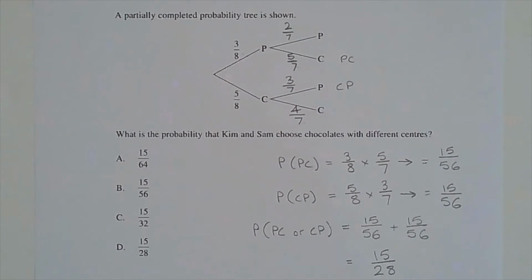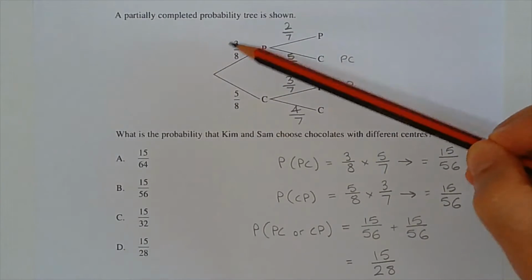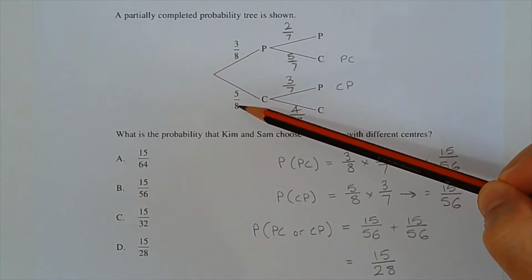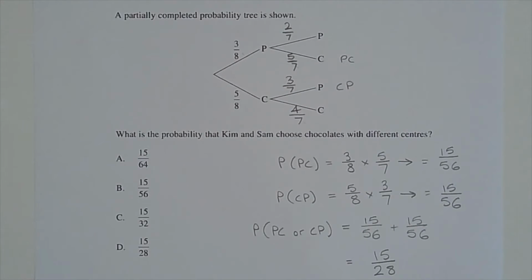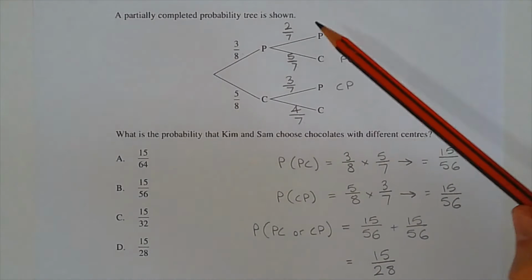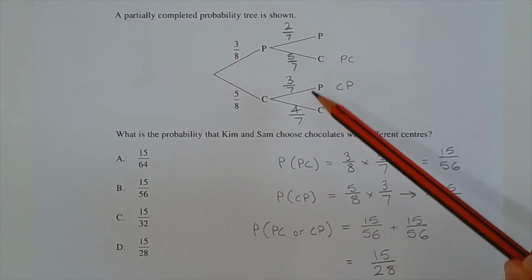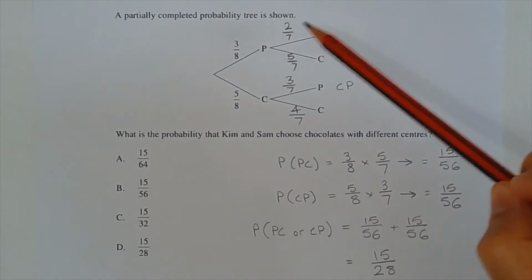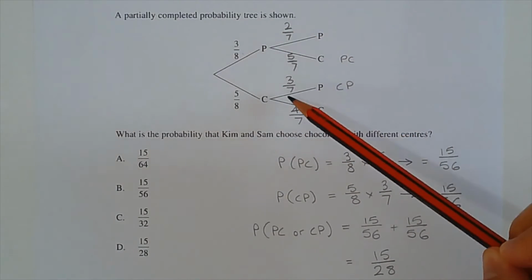Now this is a 2-stage probability experiment involving sampling without replacement. In the first stage, you can see that the fractions involve denominators of 8 because there are 8 chocolates in the box to choose from. Once a chocolate is chosen, it's not being replaced, that leaves 7 chocolates left to choose from. And that's why the fractions of the second stage all have denominators of 7.